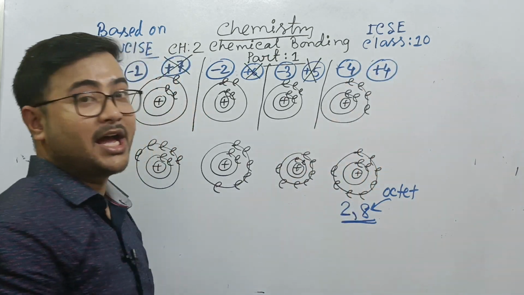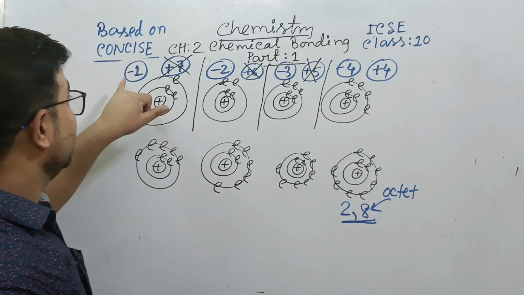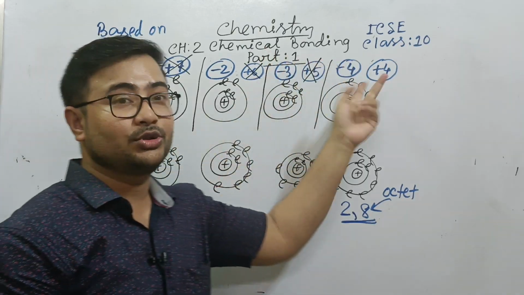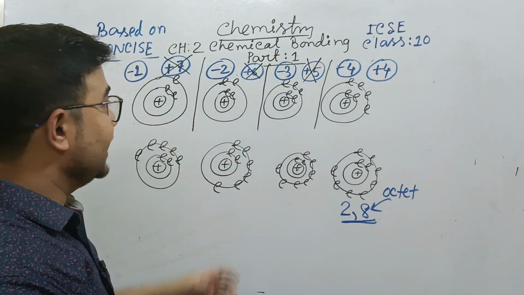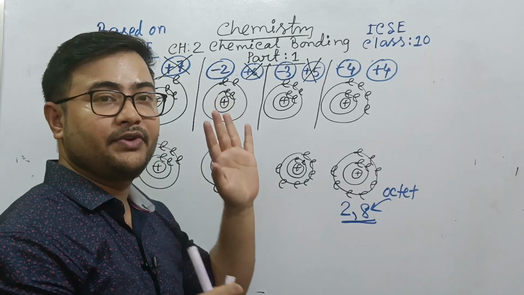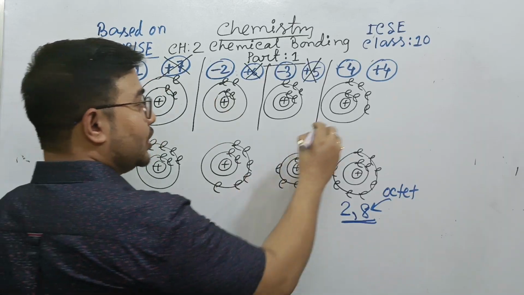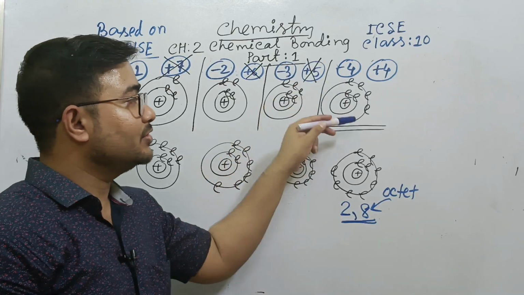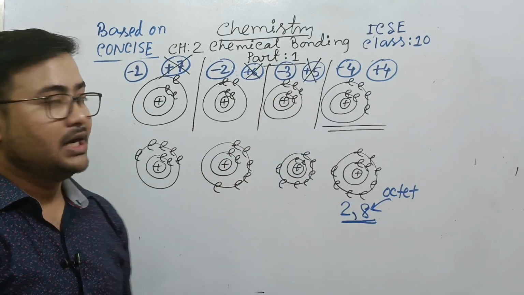So now which one is possible? I told you the lower number is possible. Here 1, here 2, here 3, but here both are the same. So in this concept of electrovalent bond, we don't consider this type of atom where 4 electrons are present in the outermost shell.